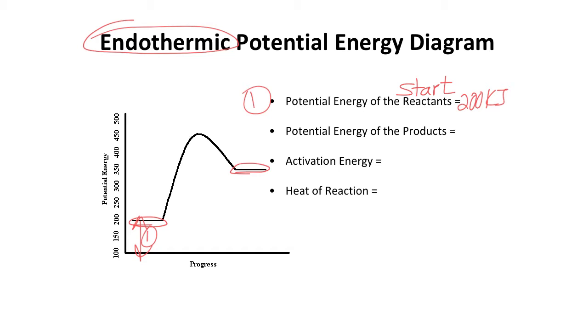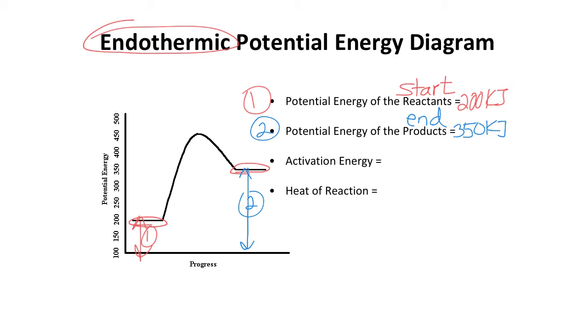The potential energy of the products, we have products at the end of the reaction. We produce the products. So the energy that we have at the end is equal to, on this diagram, about 350 kilojoules.